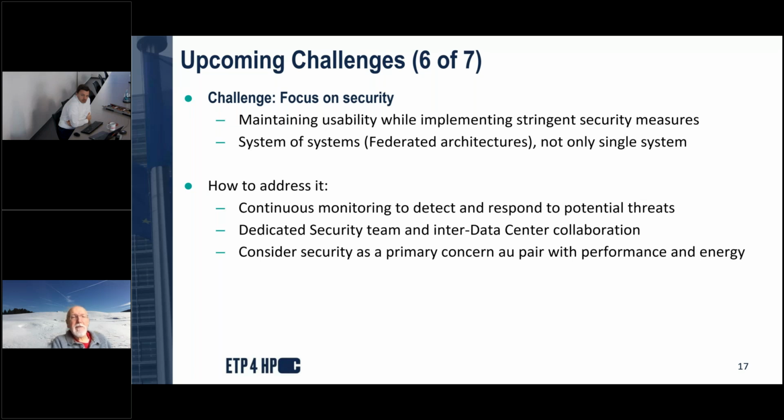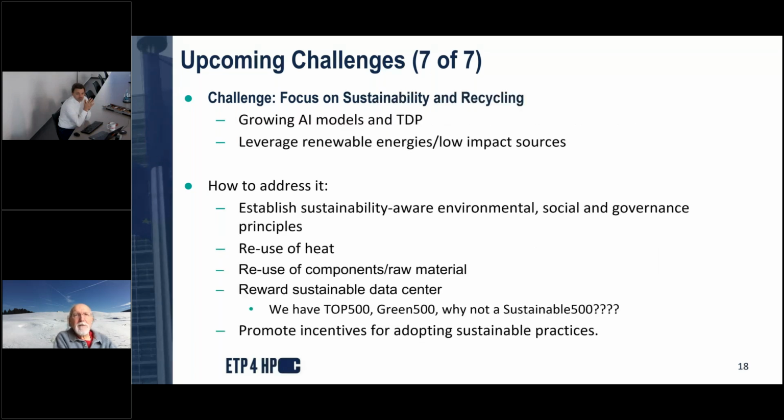And this is more and more important when we have a federated system working together and having authorization and authentication concerns that we have to manage. So at this moment, we have to have security as a primary concern, at the same level, at the same footing as performance and energy. Next one, Nico. So we are getting to the end of this overview.